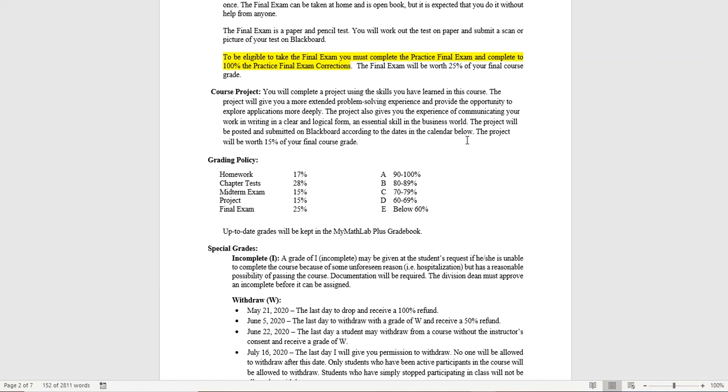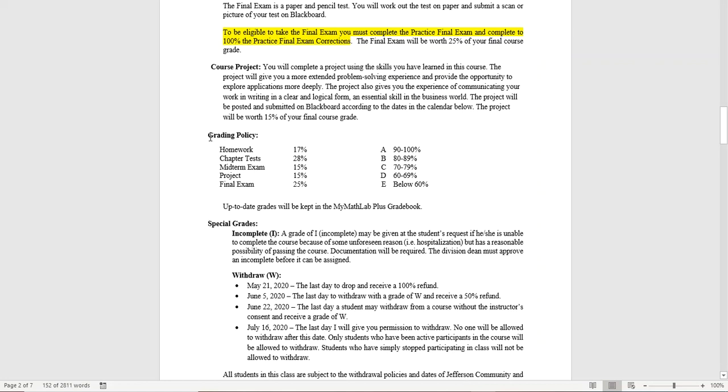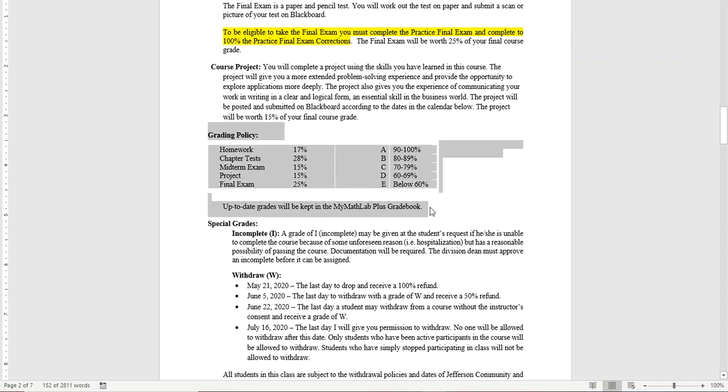The project will be posted and submitted on Blackboard according to the dates in the calendar below. The project is worth 15% of your final course grade. A summary of the grading policy is here, as well as the grading scale. All of your grades will be kept up to date in the MyMathLab Plus gradebook.